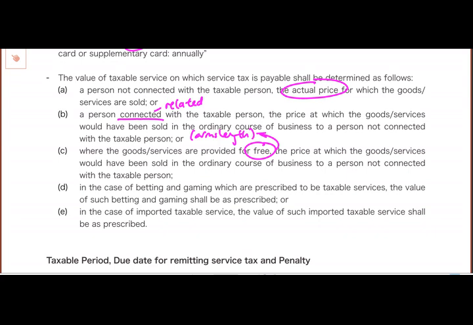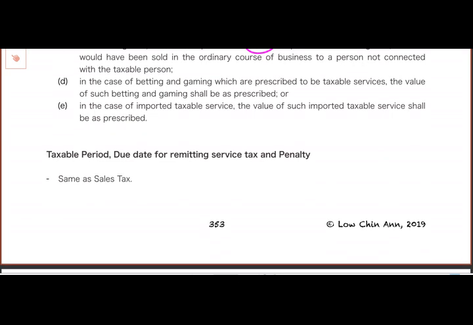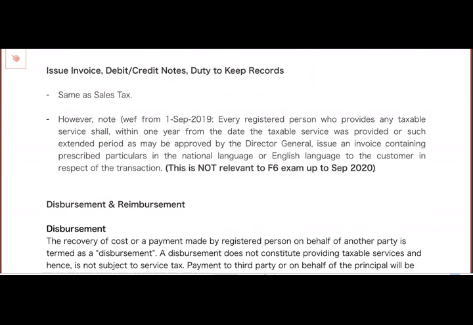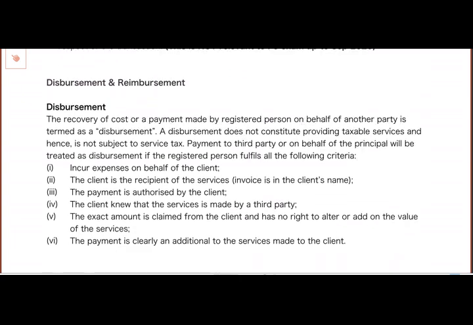Now, what about the taxable period? The due date is the same: 2 months, settle the following month. If late payment, 10%, 15%, 15%. Okay? So, no difference. Now, invoice, debit note, credit note, and the duty to keep records, it's the same. Okay? Now there's something a little bit different.